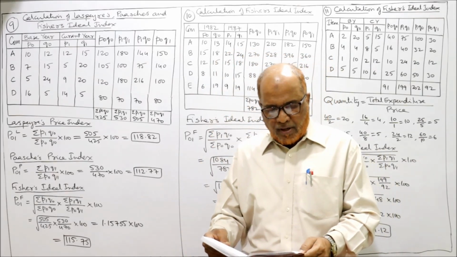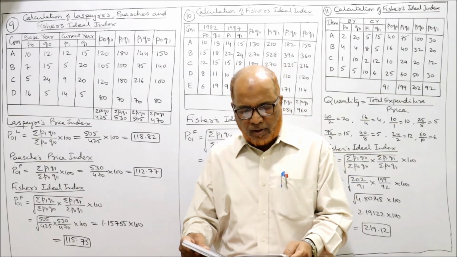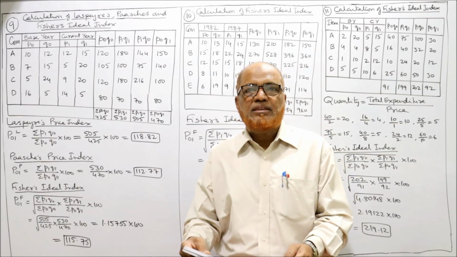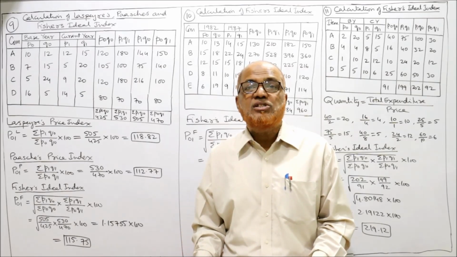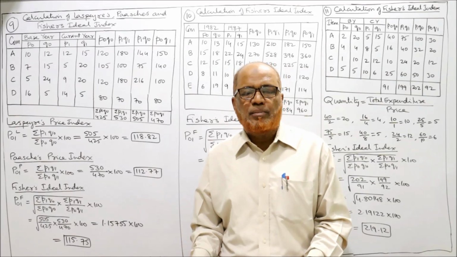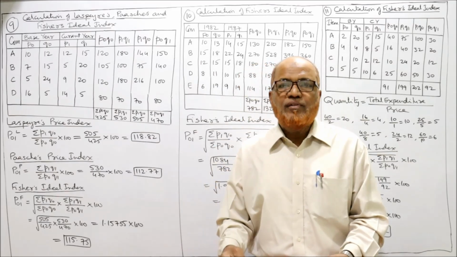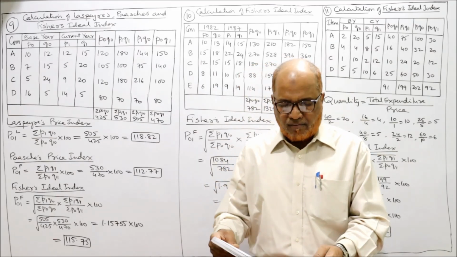See the 9th problem. Compute index number from the following data using Laspeyres' method, Paasche's method and the ideal formula. Ideal formula means Fisher's. Fisher's index number is called the ideal index. So we are required to calculate Laspeyres, Paasche's and Fisher's.